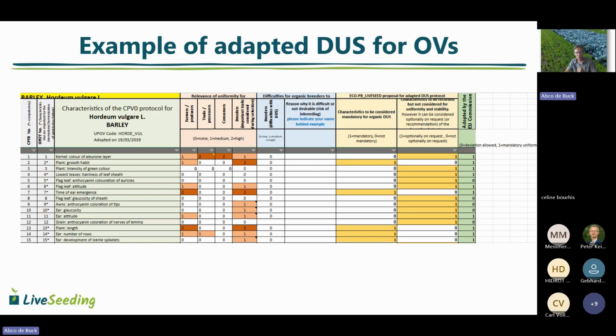Yeah, I think you are right. The specific characteristics that are mentioned in the CPVO are more important for the market of vegetables than for agriculture. Indeed, we had discussions about the off types. Can somebody go into more detail on this?